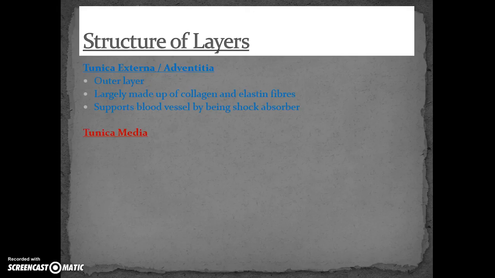Now, the tunica media, that's the middle layer, and that makes sense because it says media. If you look at the terms externa, media, it makes perfect sense. It's the external layer, and it's the middle layer. So it's mainly smooth muscle with elastic layers and collagen, and this is the part that controls vasodilation and vasoconstriction, okay? The part that controls blood pressure.